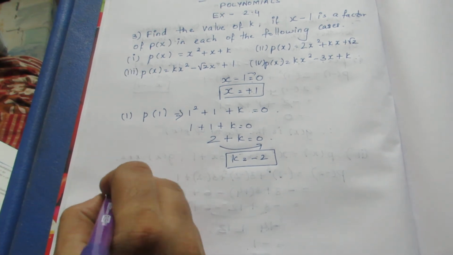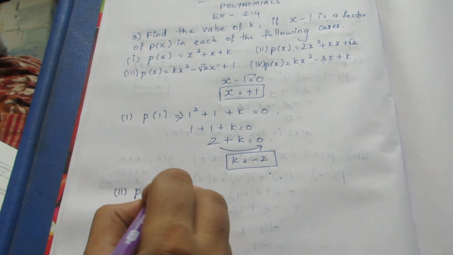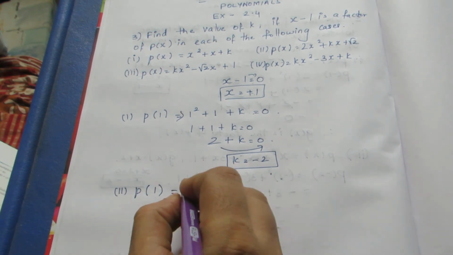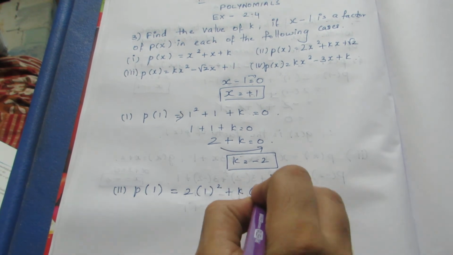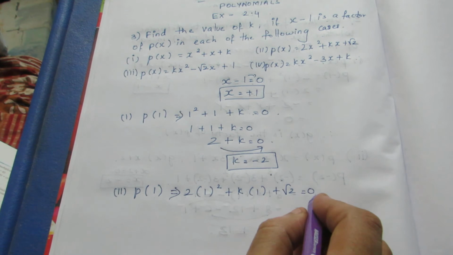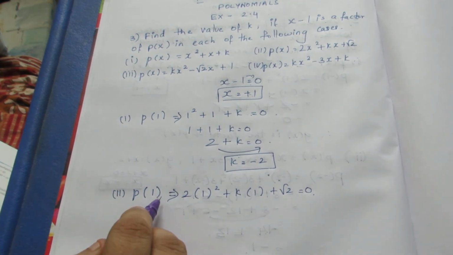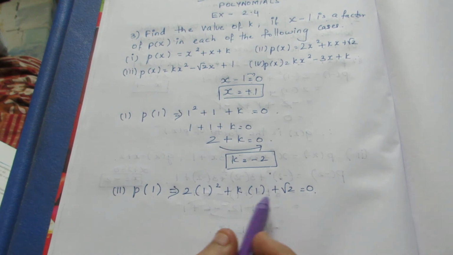We'll move to the second sum. Second sum, instead of p of x, substitute 1. So p of 1 is equal to 2 into 1 square plus k into 1 plus root 2. While substituting, as I told before, we need to put it equal to 0 because x minus 1 is a factor. The factor means the final solution will be equal to 0.